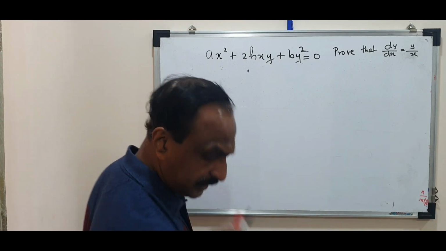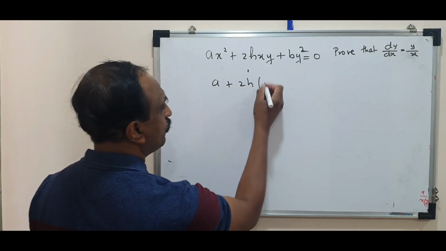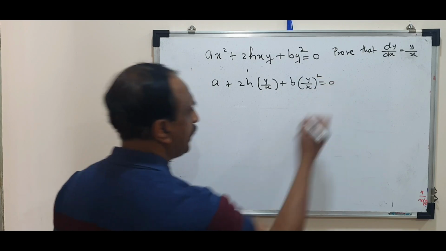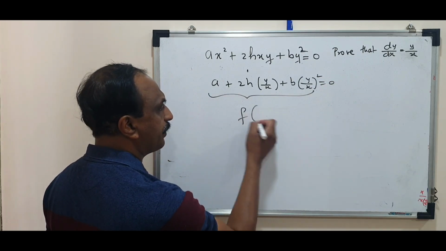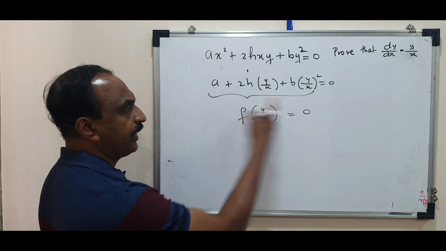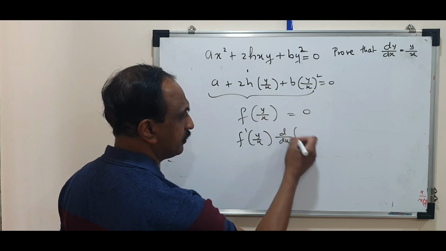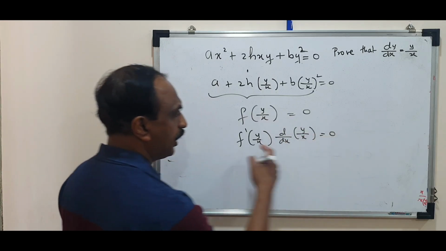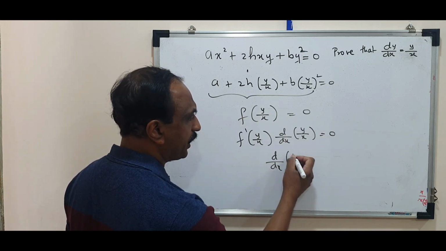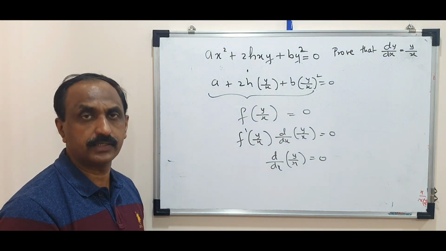So let me make it like this. If I divide this equation by x square, a plus 2h y by x plus b into y by x the whole square equal to 0. That means this is a function of y by x. So I can say a function in y by x. When I differentiate a function in y by x, I will get this way. Now this function cannot be 0, so it will go to the denominator of 0. So d by dx of y by x equals 0. And when you differentiate this, you will get dy by dx and then you get the answer.